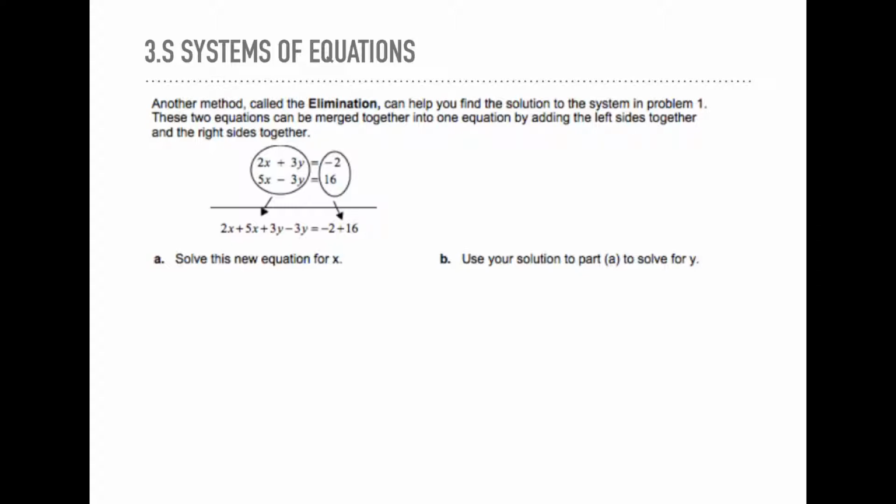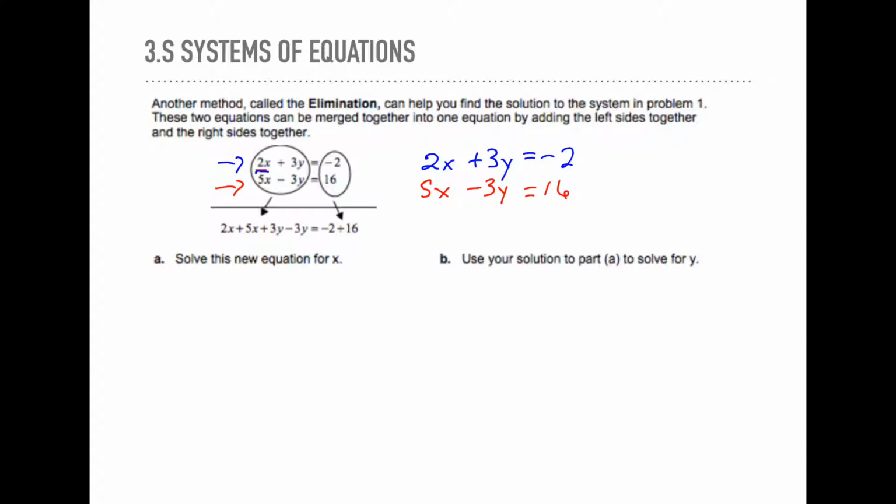So you see we have the same equation. We've got that first equation and the second equation. And what we're going to do is just take the pieces and add them together. Let me write these over here. So we've got 2x plus 3y is equal to -2. And then our second equation is 5x minus 3y is equal to 16.